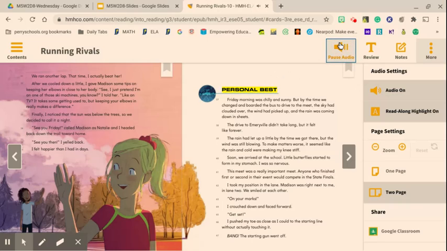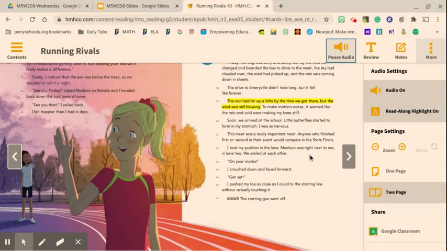Friday morning was chilly and sunny, but by the time we changed and boarded the bus to drive to the meet, the sky had clouded over, the wind had picked up, and the rain was coming down in sheets. The drive to Emeryville didn't take long, but it felt like forever. The rain had let up a little by the time we got there, but the wind was still blowing. To make matters worse, it seemed like the rain and cold were making my knees stiff. Soon, we arrived at the school. Little butterflies started to form in my stomach. I was so nervous. This meet was a really important meet. Anyone who finished first or second in their event would compete in the state finals.